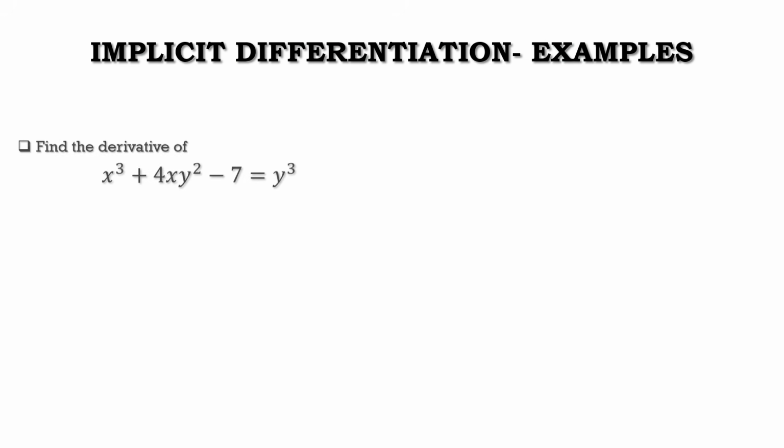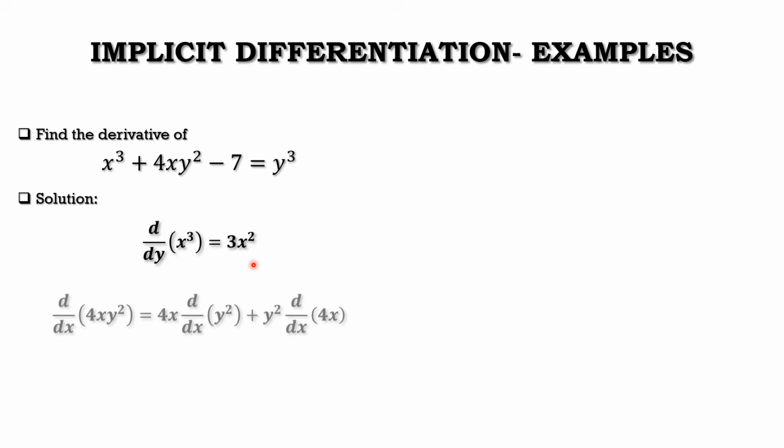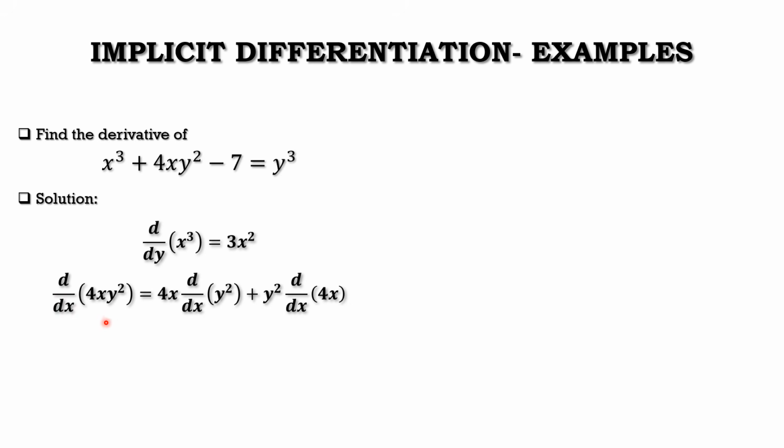Now, let's move to example 3, which looks a little bit complex. Here, we are going to repeat the same process, differentiate each respective term. So here, we will differentiate the x cube, and the derivative of x cube will be 3x squared. Then we also differentiate the 4xy squared. Here we are going to treat it as a product. So we are going to apply the product rule to differentiate this.